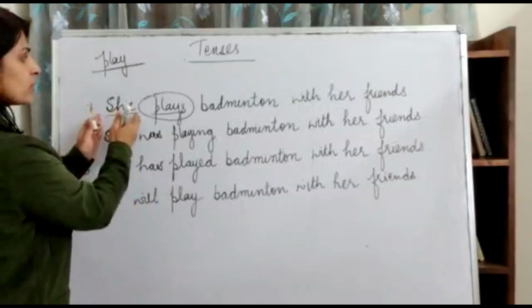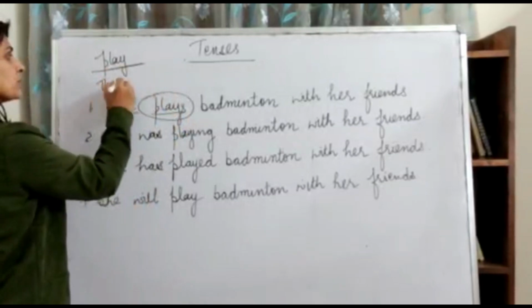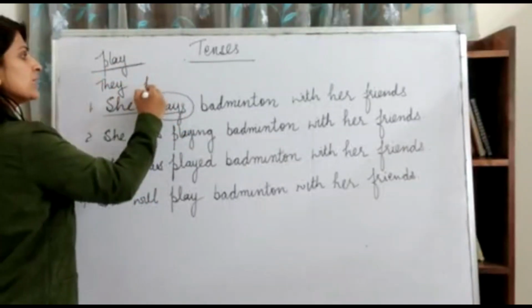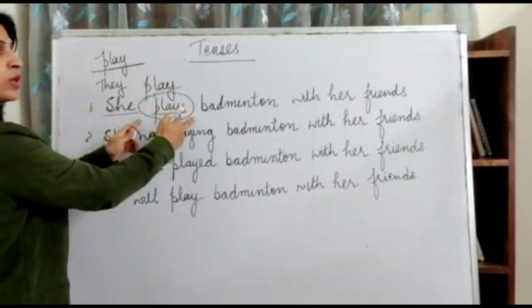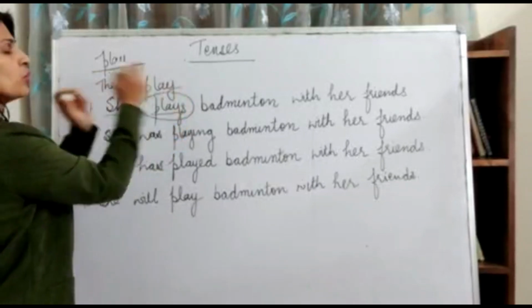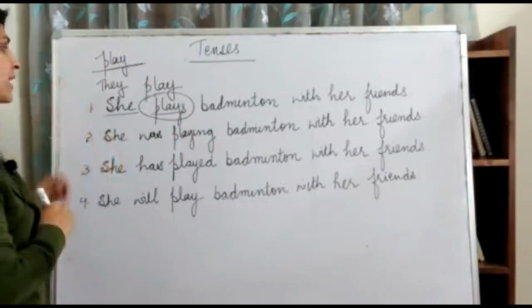Now here, singular subject, singular verb. If we have the plural subject, then we will use they play badminton with their friends. Singular subject, singular verb. Plural subject, plural verb. And here this verb shows the present indefinite tense.